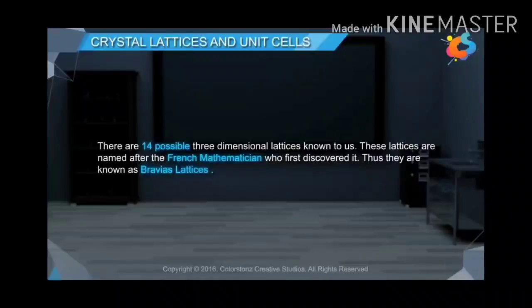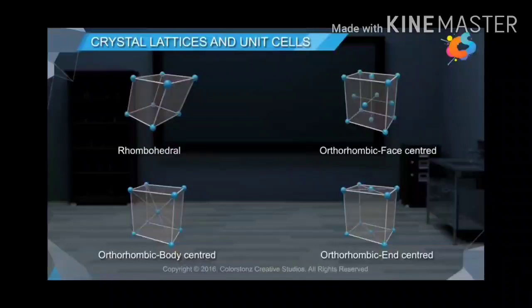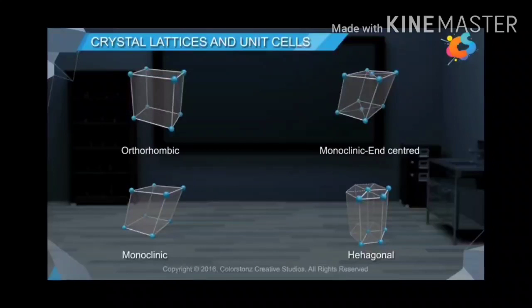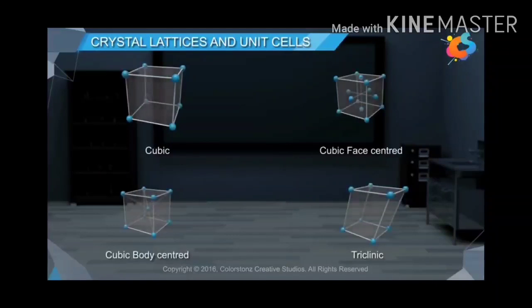Now let us see how those 14 possible structures will look. You can see rhombohedral, orthorhombic face centered, orthorhombic body centered, orthorhombic, monoclinic end centered, monoclinic, hexagonal, the cubic face centered, cubic body centered, and triclinic.